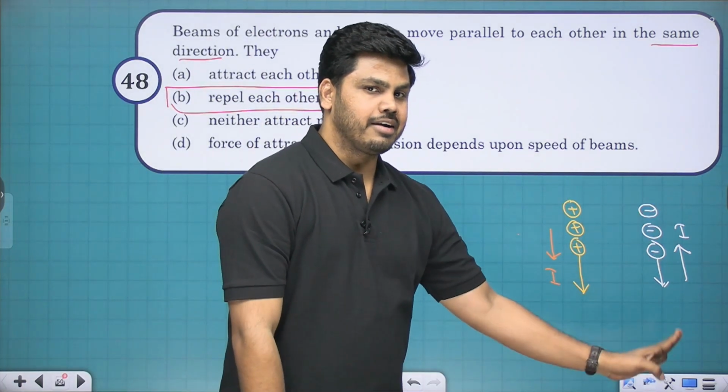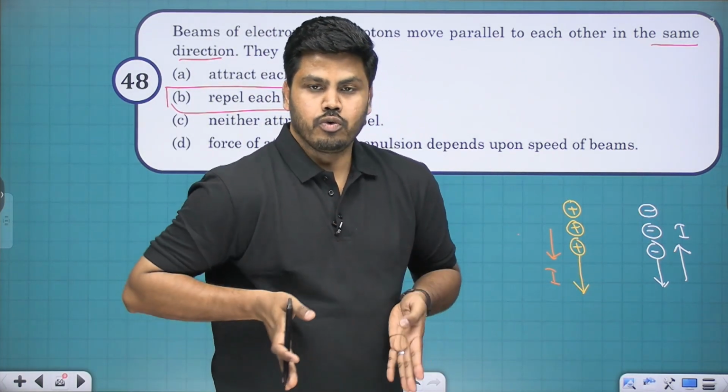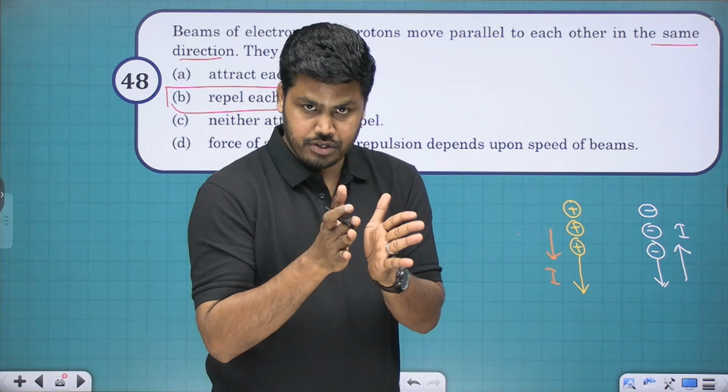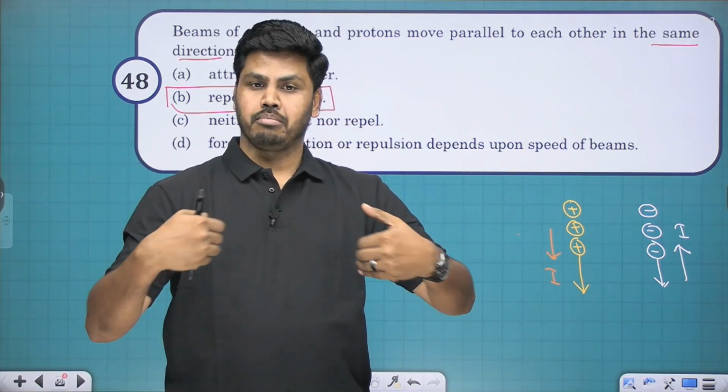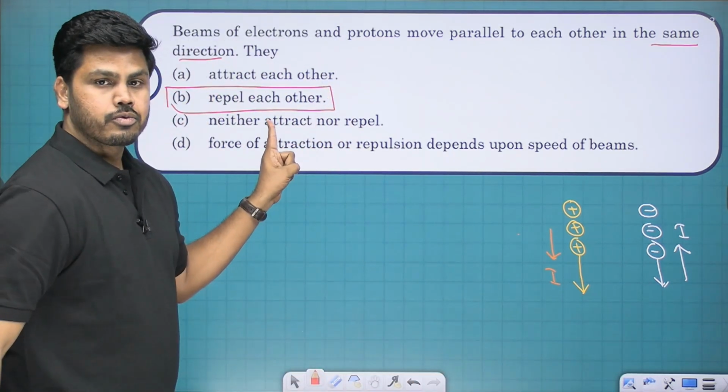Two parallel current carrying conductors with the same current, if they flow current in the same direction, attract each other. Opposite currents repel. Yes, so there is a repulsive force.